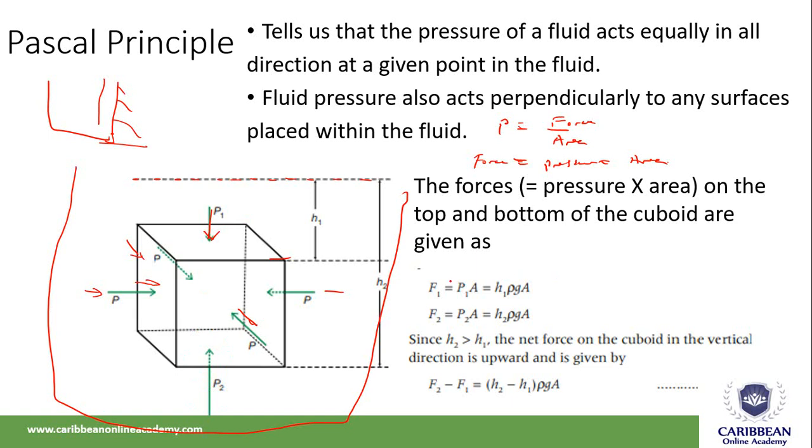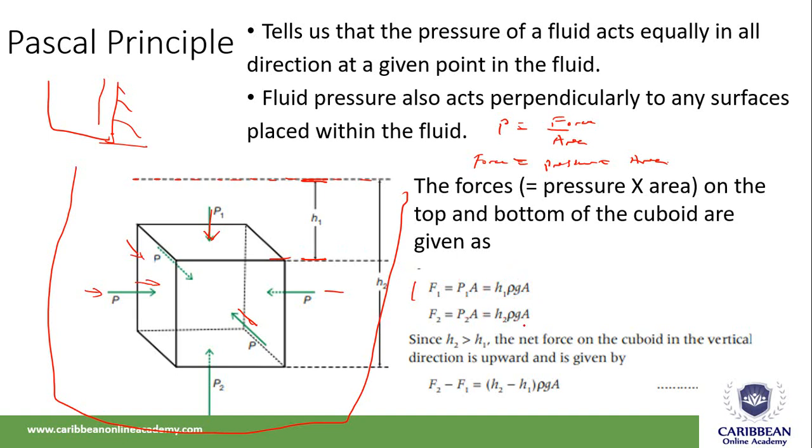With that being said, we can write this equation to say that force 1 is equal to pressure 1 times the area. We know that the pressure at the top is height related. Whatever the height at the top of the fluid is to the face of the top of the plate, we can write that height 1 times the density of the fluid times gravity times the area will tell us what that force is.